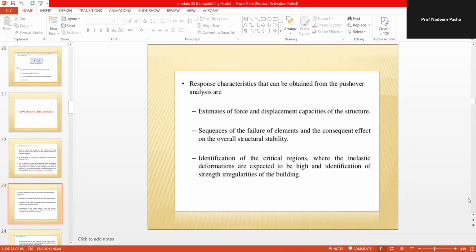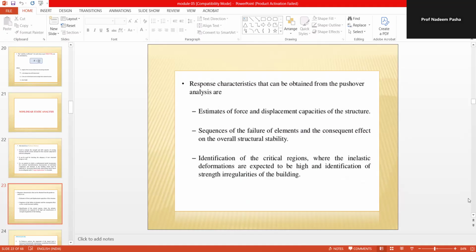The response characteristics that can be obtained from pushover analysis are estimates of force and displacement capacities of the structure, the sequence of failure of elements and the consequent effect on the overall structural stability, identification of the critical regions where inelastic deformations are expected to be high, and identification of strength irregularities of the building.